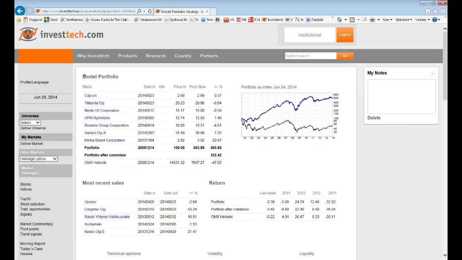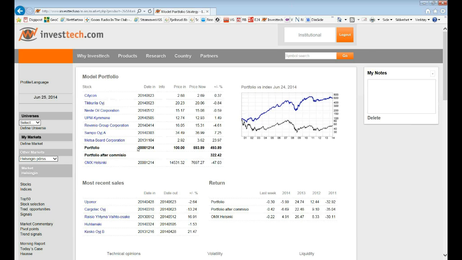And keep in mind, the model portfolio is a theoretical portfolio, and we do not recommend that you follow it necessarily to a full extent, but it's nice to get inspiration from the model portfolio when you want to look at the right candidates. The main objective of the model portfolio is to get return over time.